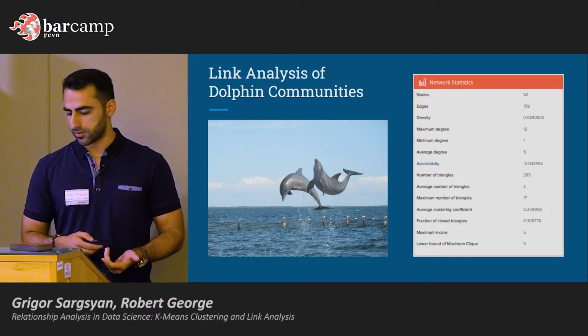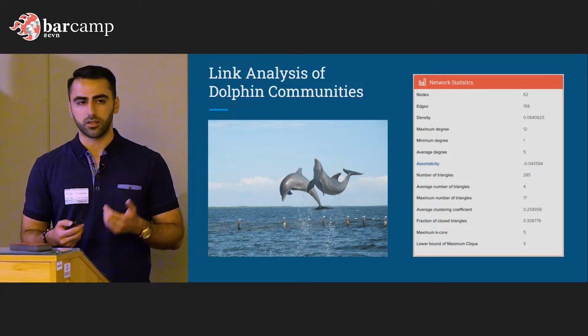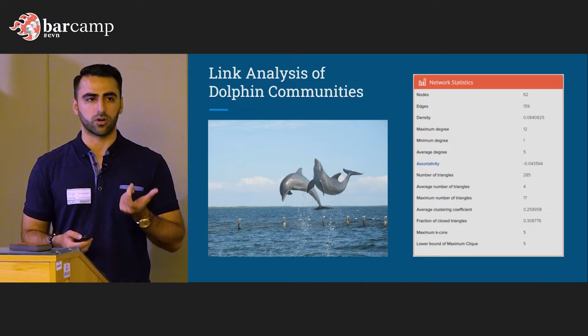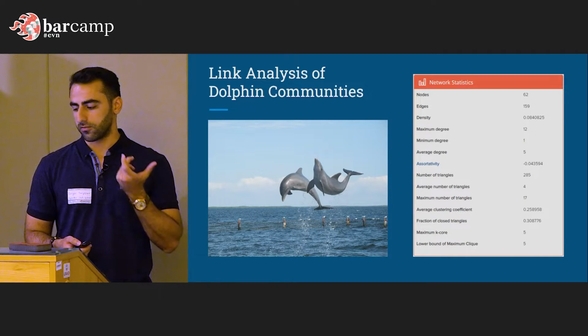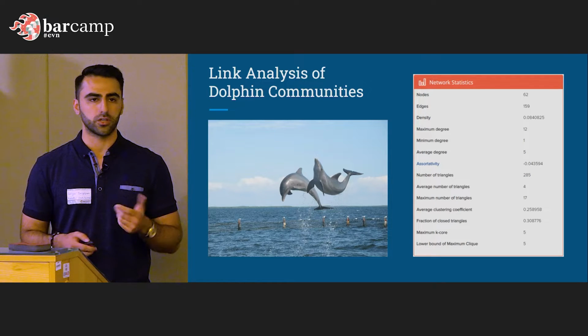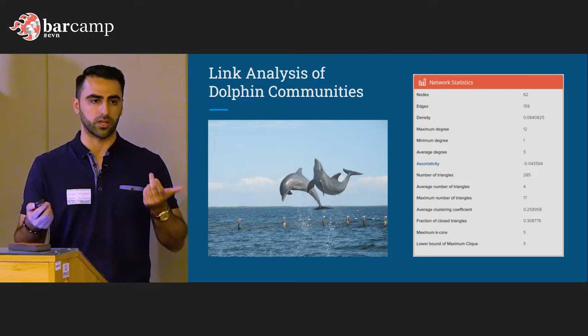So if you look at this data set that we have, you'll notice that it has 62 nodes. Each node represents an individual ID. So we have 62 dolphins that we're actually looking at, and they form 159 connections. These connections can range anywhere from 0 to 61, because a dolphin can't form a connection with itself, so that's why the n-1.